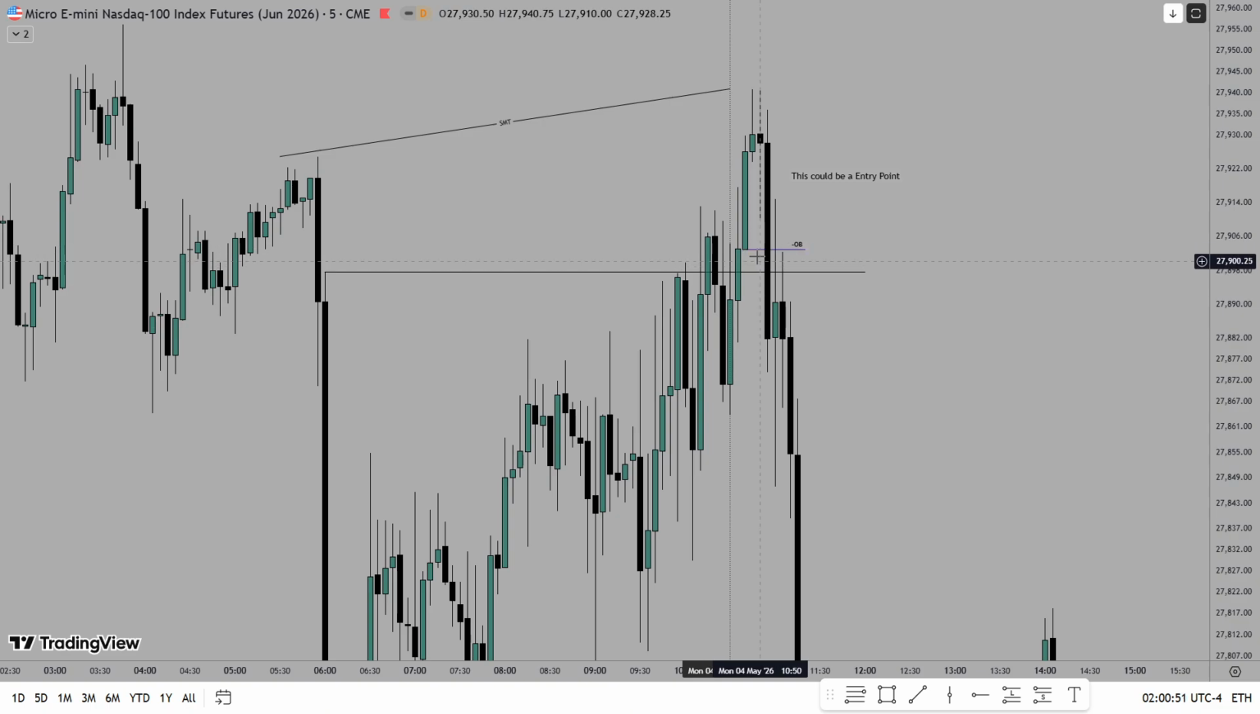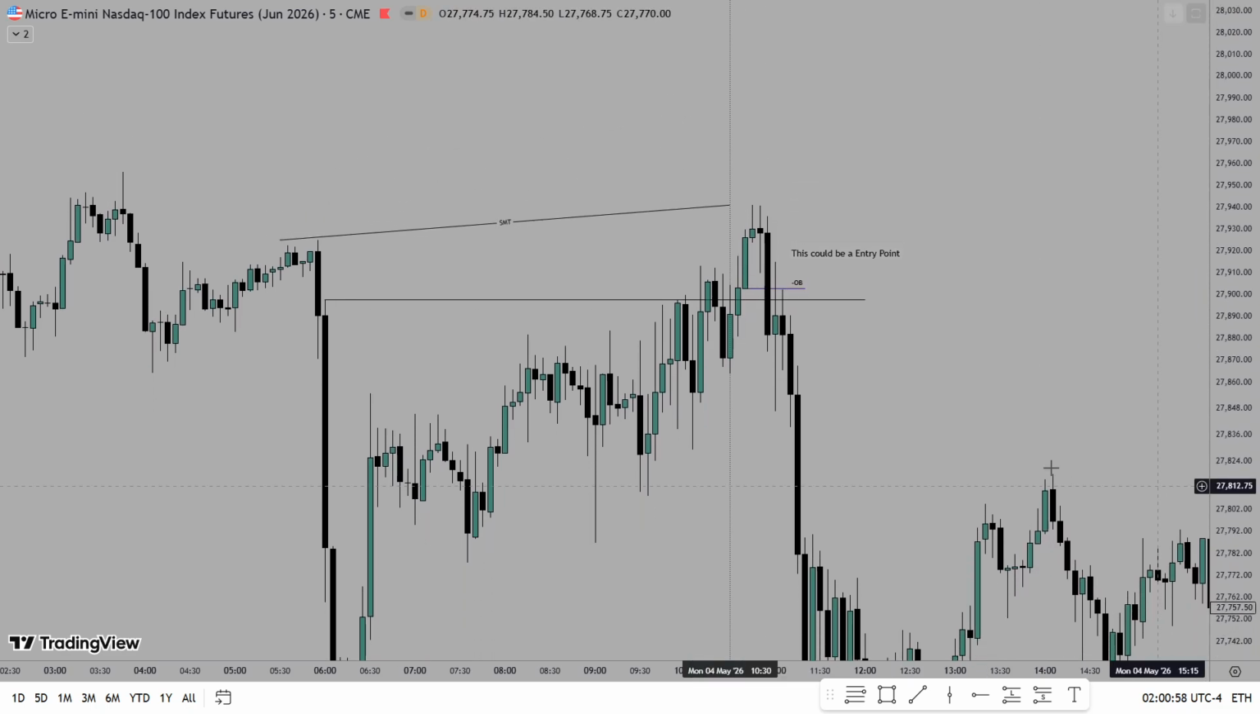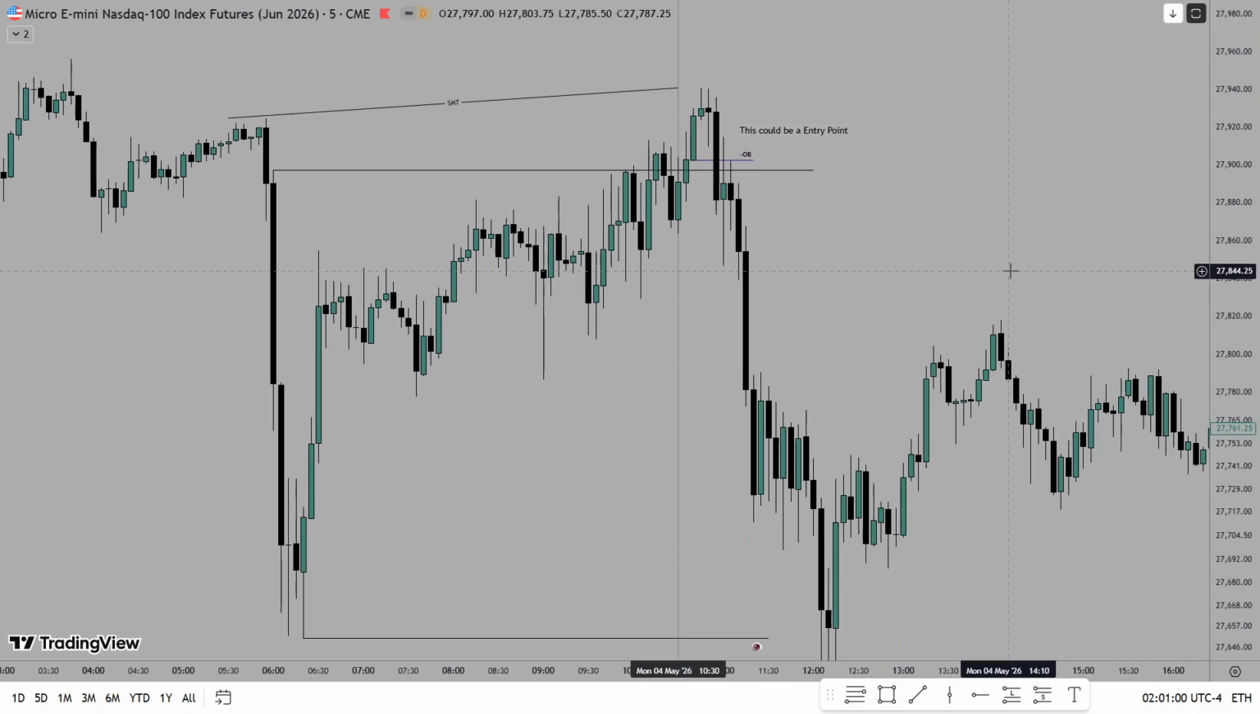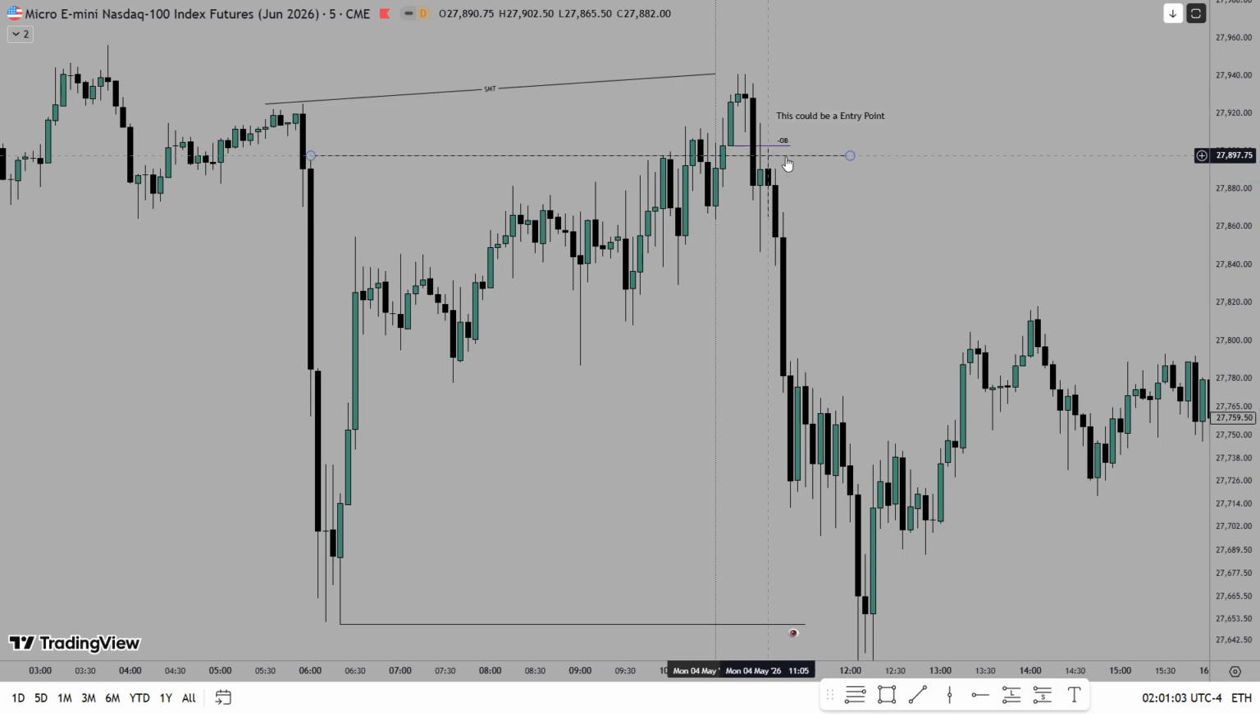I marked this candle as the order block because there is liquidity pending right here. So we can take an entry. This could be an entry point for shorts in the 5-minute chart. You can see the time frame right here. This could be our selling point, and we can take partial at this area here, here, and hold till this here.